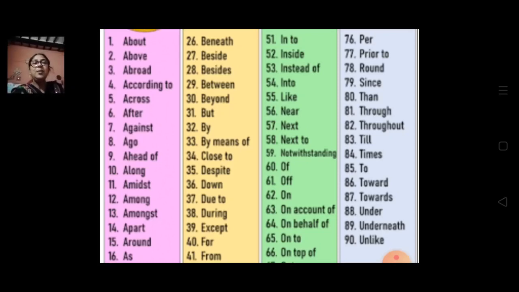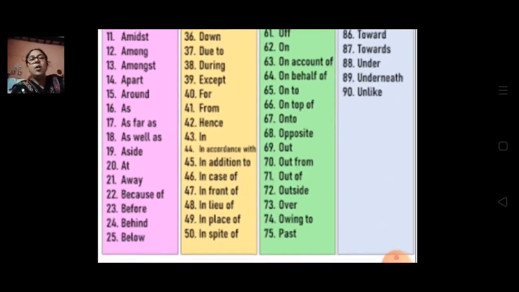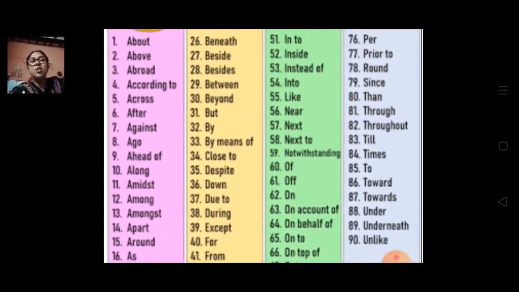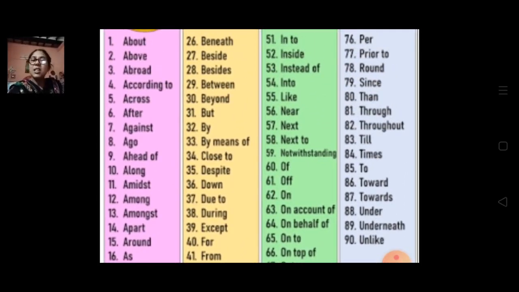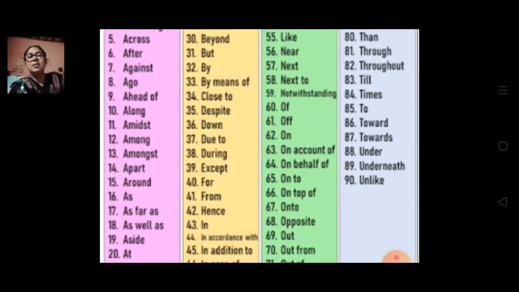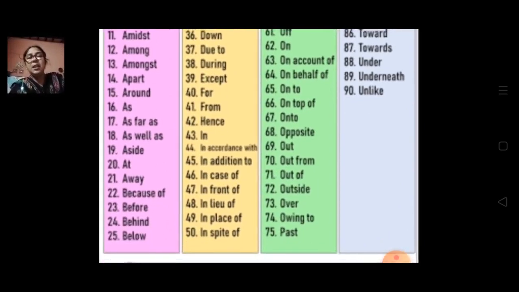So this is the table. If you want to write it, you can take it or you can take a screenshot, because in this table it is written alphabetically. So learn all the prepositions, because these prepositions are very important for you to join the sentence and to show where the object is. So take a screenshot. It is written alphabetically.